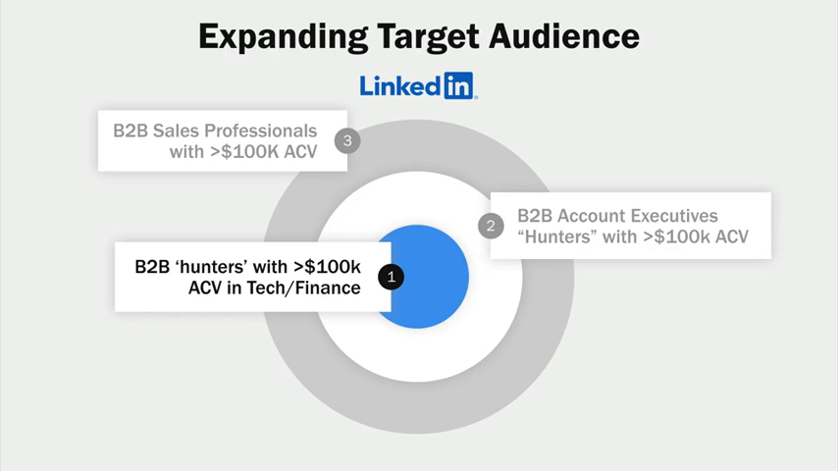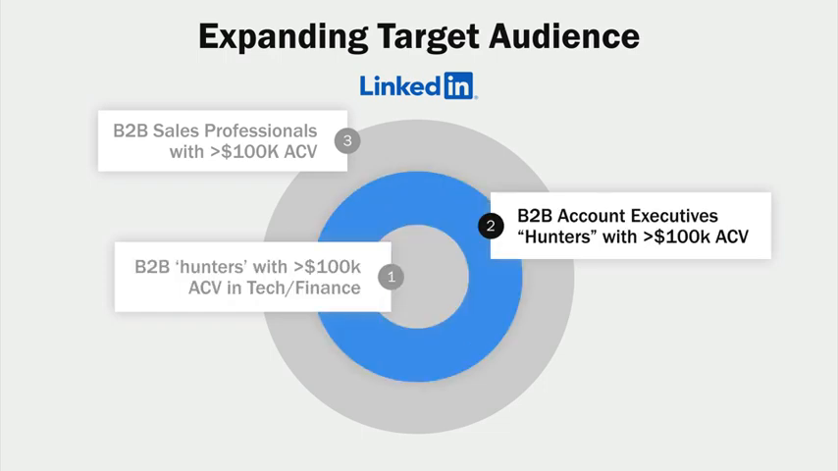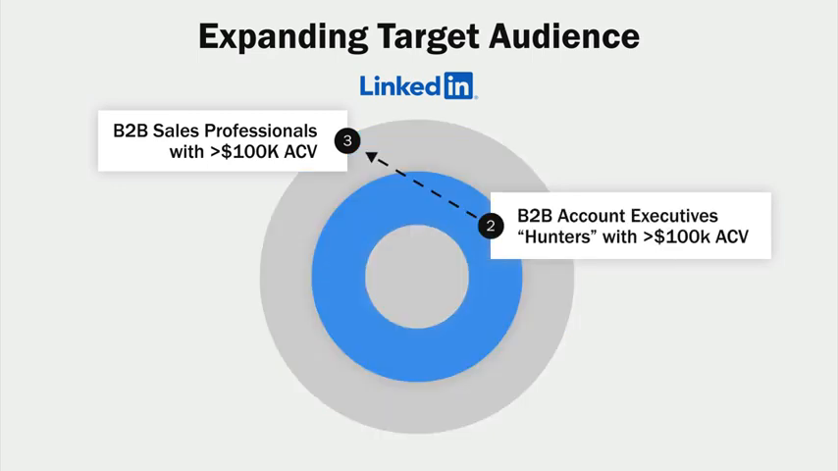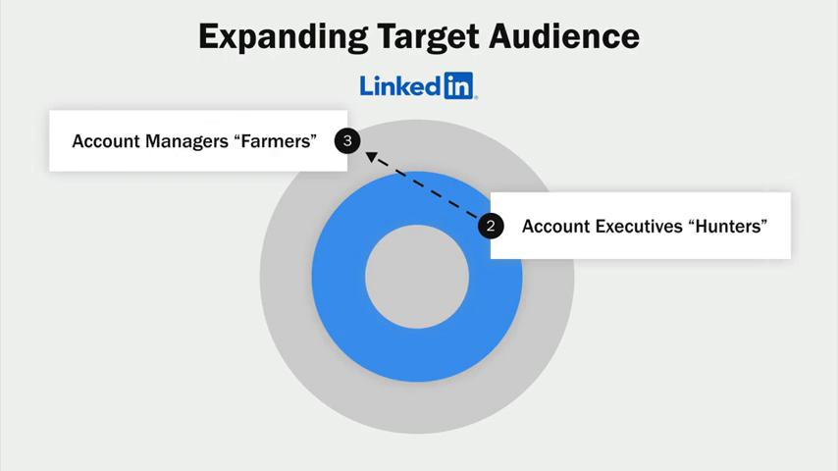Their first 3 were B2B hunters in tech/finance with greater than 100K ACV, all B2B hunters with greater than 100K ACV, all B2B sales professionals with 100K ACV. At that time, Sales Navigator had already progressed to the second ring, all B2B hunters with greater than 100K ACV, meaning their next expansion would be sales professionals with greater than 100K ACV. Specifically, this meant they would need to expand from just serving hunters, account executives, to farmers, account managers as well.